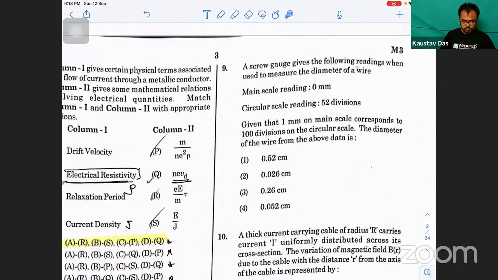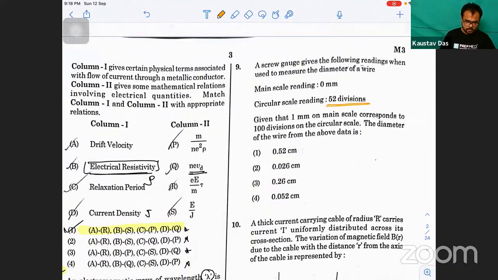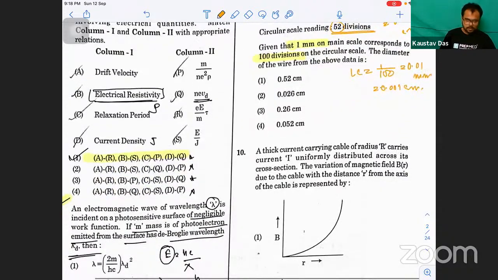It's given 52 circular scale divisions, and here 1 millimeter corresponds to 100 divisions. So here you can find out the least count, which is going to be 1 divided by 100, which is 0.01 millimeter, and gives us the value of 0.001 centimeter. So finally, if you multiply 52 into 0.001 centimeter, you get the reading of the scale, which is going to be 0.052 centimeter. Here we have option number 4 as the correct answer.